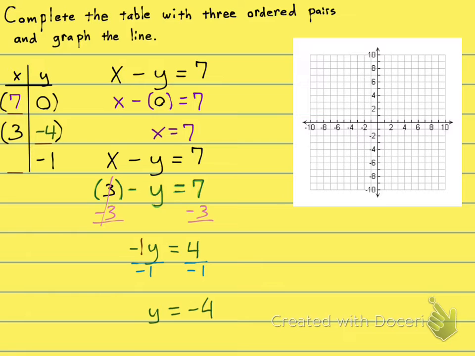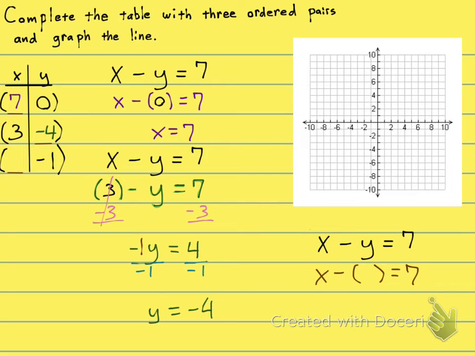So I could graph the line right now if I wanted to, but they're asking for a third point, and that's also going to be my test point to make sure that I'm right. So for the last point down here, they want me to plug in a -1. Do they want me to plug it in for the x or for the y? It's in the y column, so I'm going to plug -1 in for y. So I will write down my original equation: x minus y equals 7.